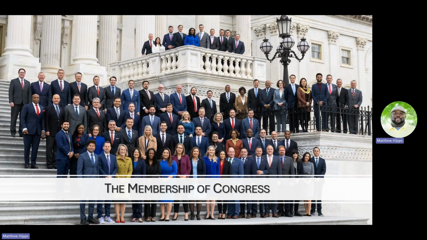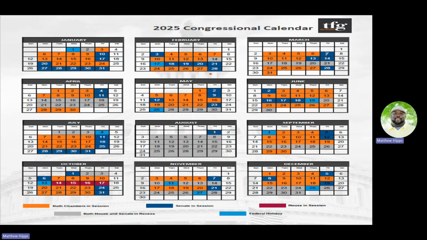All right, a quick conversation about the membership of Congress. I'm not going to read you everything that's on the slides, but I want to make a couple points that I do think are important. You can see the legislative calendar, and Congress is in session most months, but they do have a pretty favorable schedule in terms of their time off. They're also compensated pretty well.